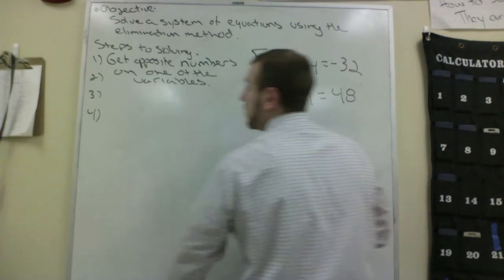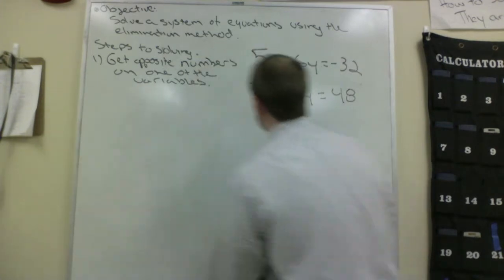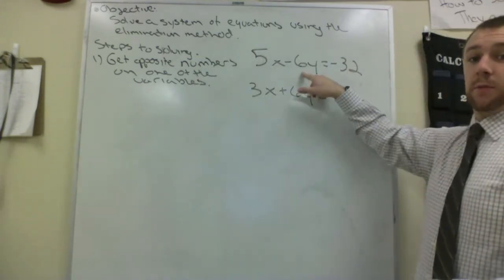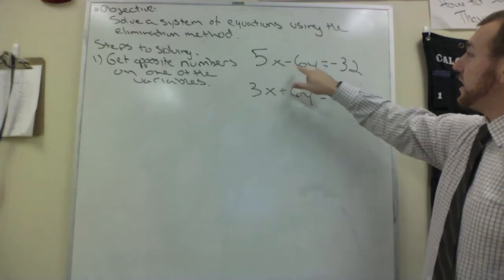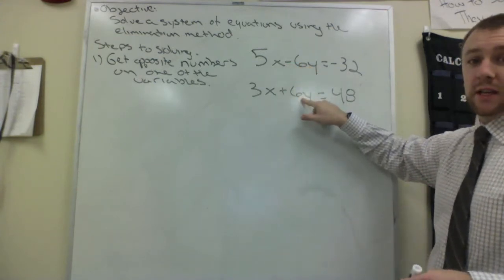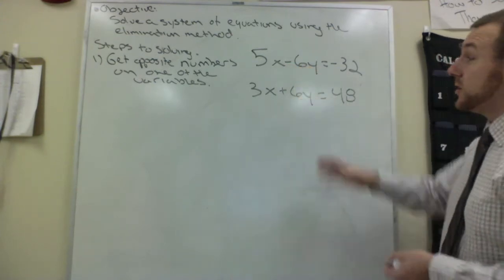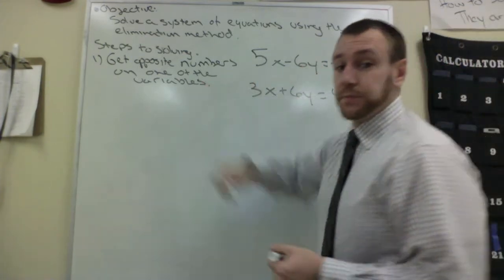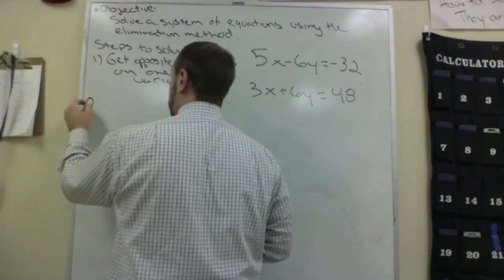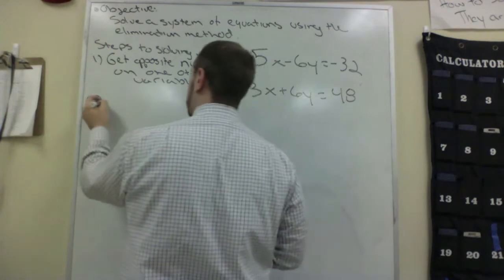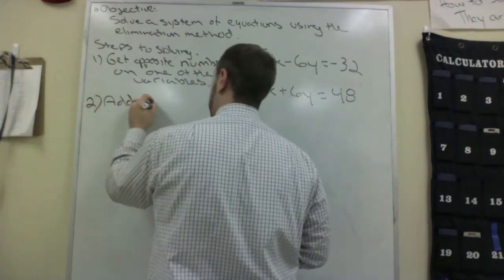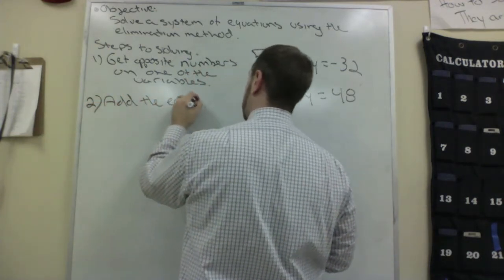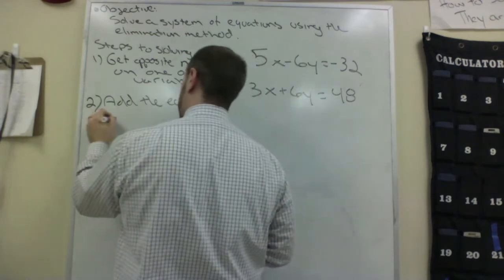Okay, so that means, like here for example 1, do you see that this is a -6 and this is a +6? Those are opposite numbers. So step 1 is done. Step 2 is to add the equations together.